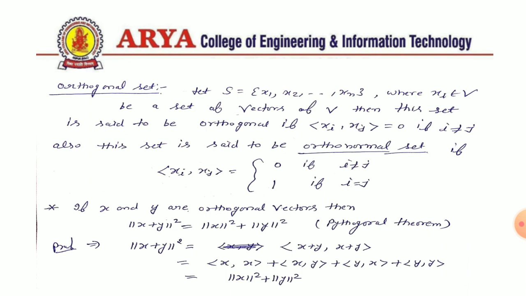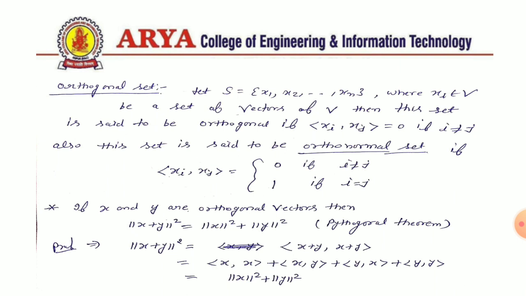If x and y are orthogonal vectors, then we can prove the Pythagoras theorem, which is norm of x plus y whole square equals norm of x square plus norm of y square. This is very important. This is known as the Pythagoras theorem. Now how to prove it?